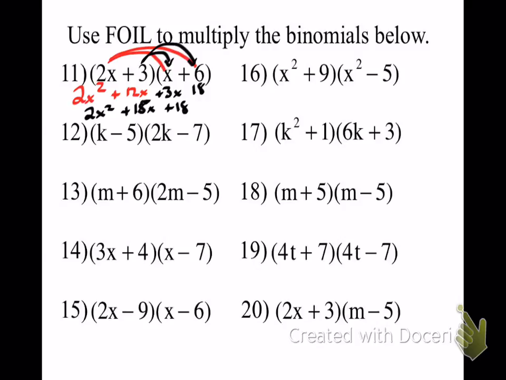Alright, so now I'd like you to, you can still do these fairly quick. I know my last term's going to be 35. I know my first one's going to be 2k squared. And now I know my inner term will be negative 10k. My outer one will be negative 7k, so it's negative 17k. Inner, outer, and that's how I come up with it. Now pause the recording and finish the rest yourself.